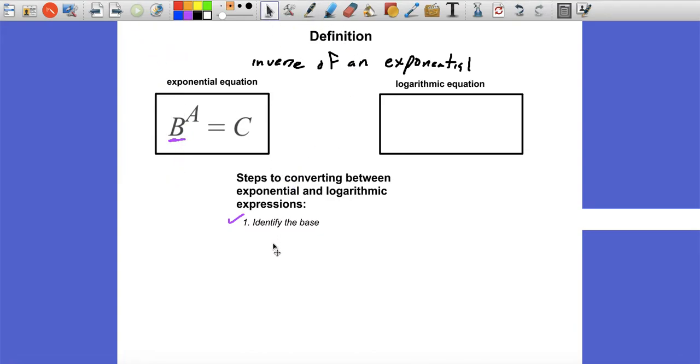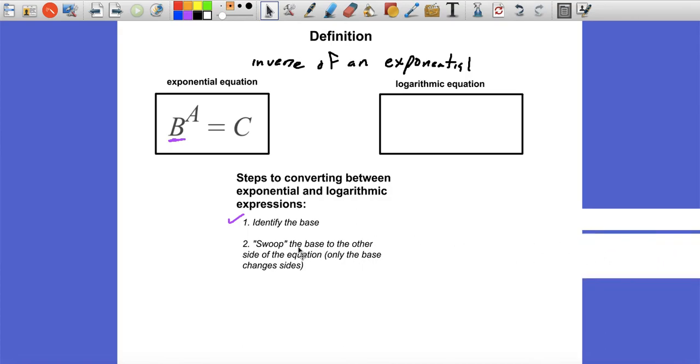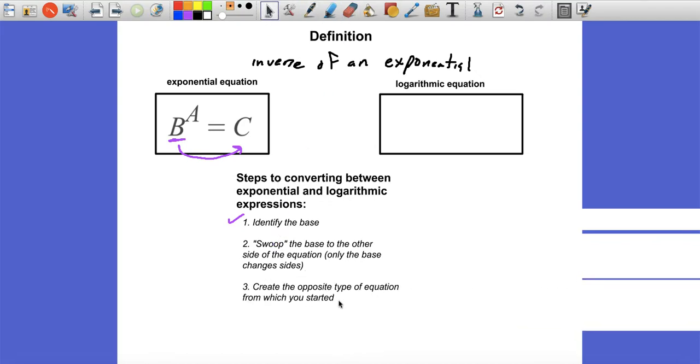The second step is to swoop, as in move, the base to the other side of the equation, meaning only the base is what changes sides. So notice how we have a b, we have an a, and we have a c over here. So when we move this base over, only the base changes sides. So the b is no longer over here, a is left over here, and we've got both b and c over here. Well, our third step is to create the opposite type of equation from which you started.